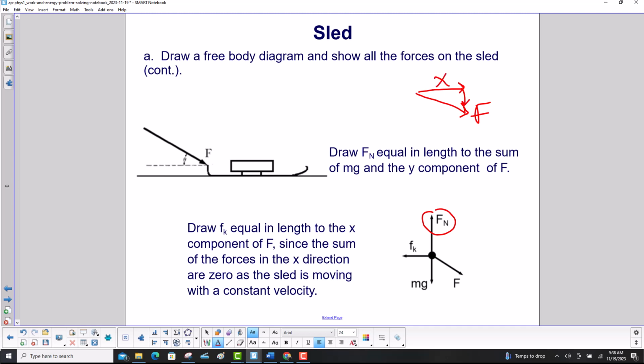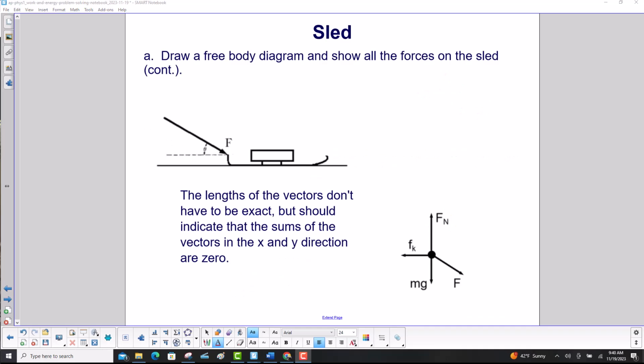Then draw the friction force equal in length to the x component of F, since the sum of the forces in the x direction is 0 as the sled is moving with a constant velocity. The lengths of the vectors don't have to be exact, but should indicate that the sums of the vectors in the x and the y direction are 0.